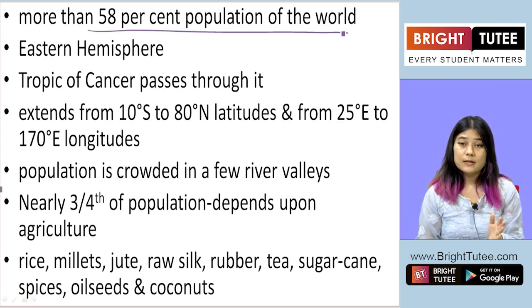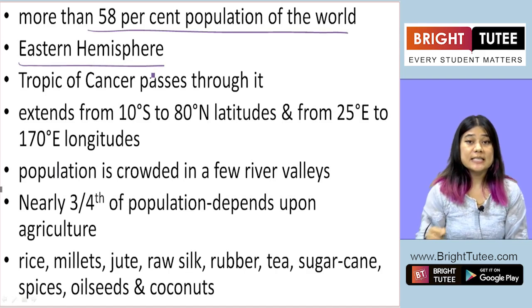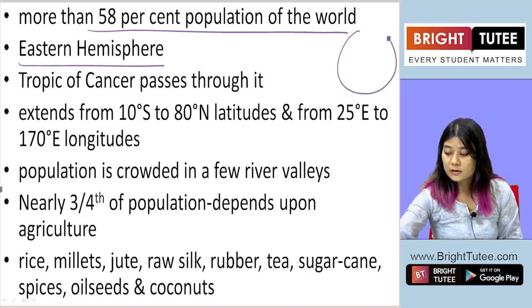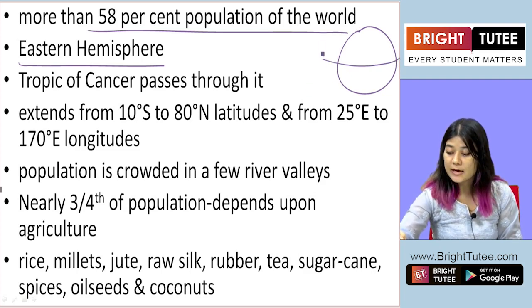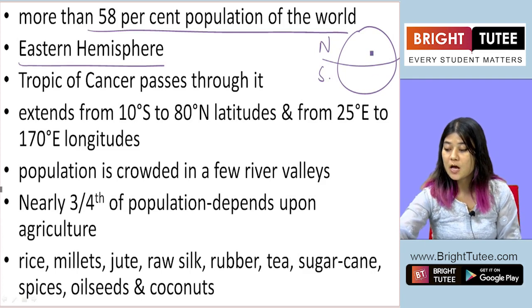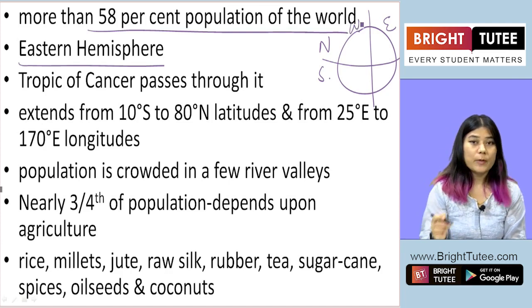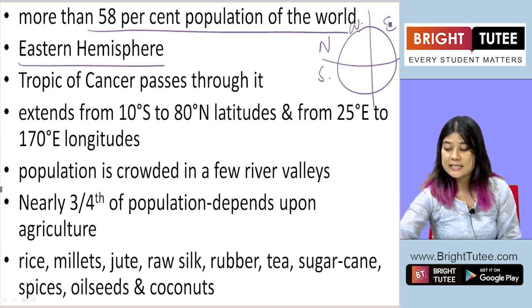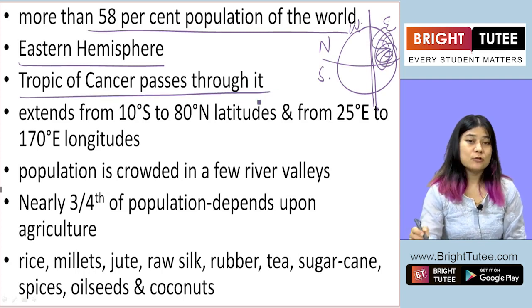Okay. The continent of Asia is situated in the eastern hemisphere. So the planet Earth is divided into 2 by equator, in northern hemisphere, southern hemisphere. Again, it is divided into eastern hemisphere and western hemisphere. Okay. So when we say Asia is located in eastern hemisphere, that means it is in this part of the planet Earth. Okay. Now, Tropic of Cancer passes through it.